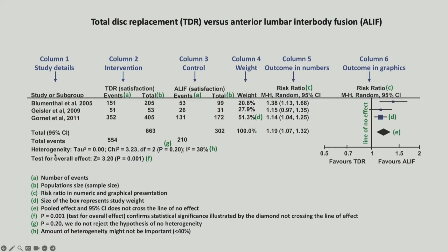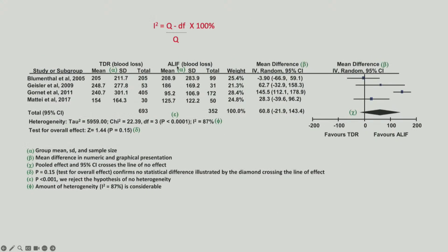And these are the measures of heterogeneity. If you see, I square is 38%, which is not very high, less than 40%, means there is some heterogeneity, but not very high. Test of overall effect, Z, is again very significant, which means that overall one group is significantly different from the other group. Now, suppose you want to calculate the heterogeneity by yourself, you can calculate it by this formula.